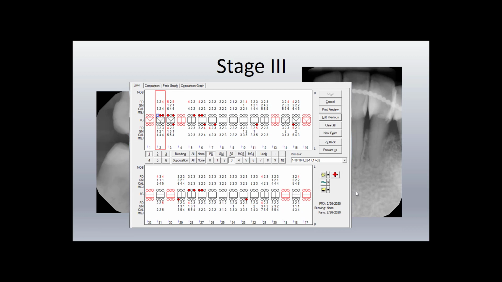And here's a sample perio chart. If you'll notice on this patient, there's actually less bleeding than on the patient that we just saw that was stage 2.